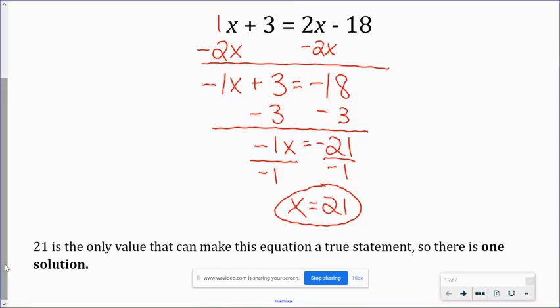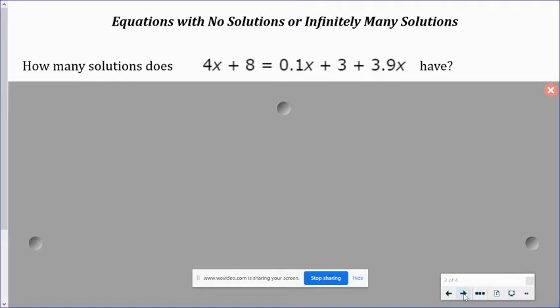Now, going back to the title of this lesson, there are times where equations can have no possible solution or infinitely many solutions. This means that every single number could be true for x. Let's take a look at this next example. How many solutions does 4x plus 8 equals 1/10 of x plus 3 and 9/10 of x have?